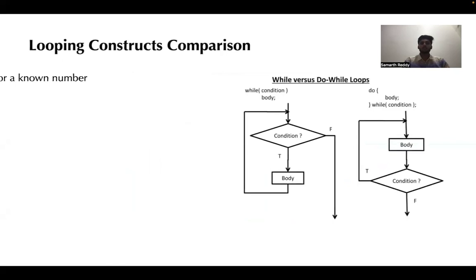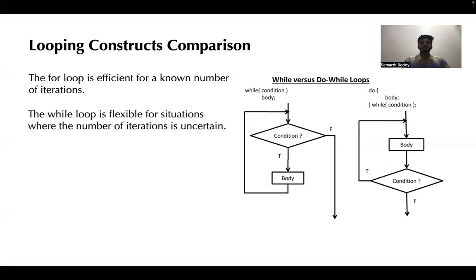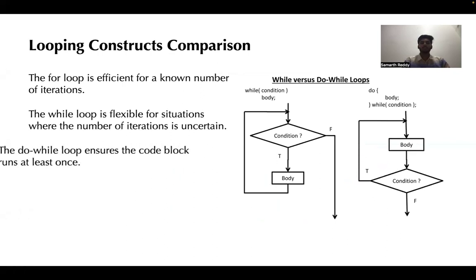Looping constructs comparisons. The for loop is efficient for a known number of iterations. The while loop is flexible for situations where the number of iterations is uncertain. The do while loop ensures the code block runs at least once.